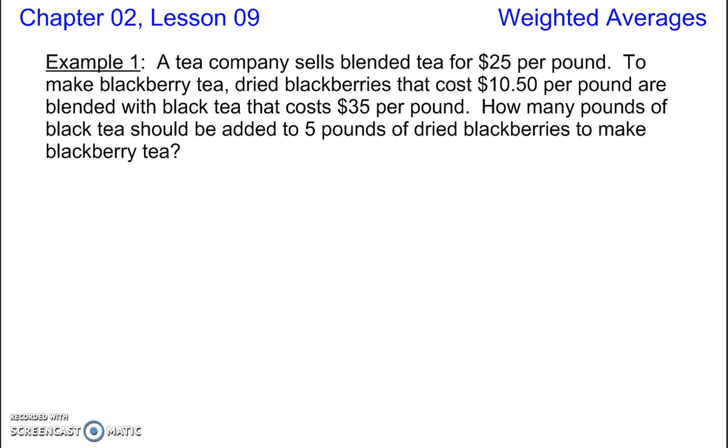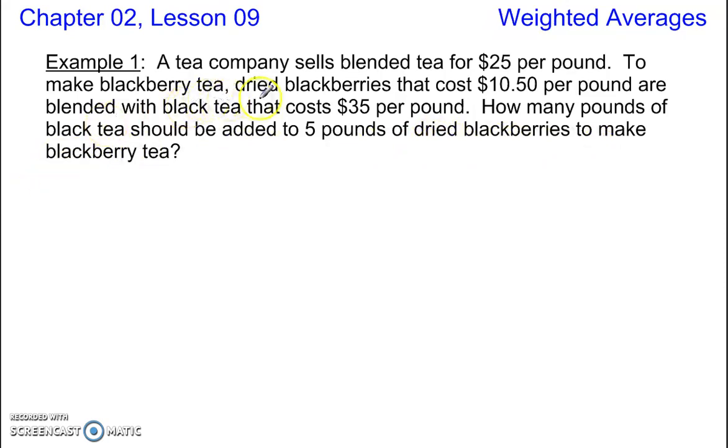Alright, let's look at some mixture problems. Okay, here we have a tea company that sells a blended tea for $25 a pound to make blackberry tea. Dried blackberries cost $10.50 a pound and are blended with black tea that costs $35 a pound. How many pounds of black tea should be added to 5 pounds of dried blackberries to make blackberry tea?